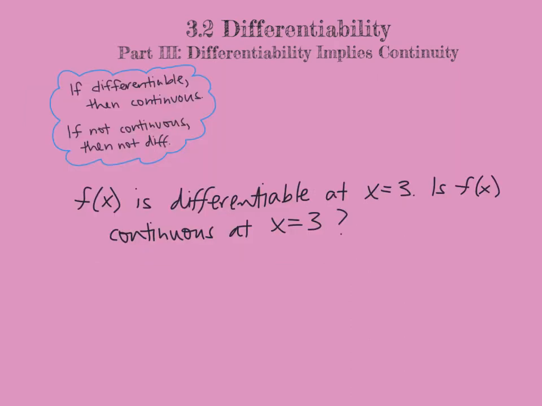We have some function, and it's differentiable at x equals 3. We're told that. We want to know, is f of x continuous at x equals 3? Well, we know that if we're differentiable, then we're continuous. Therefore, we would say yes, because differentiability implies continuity.